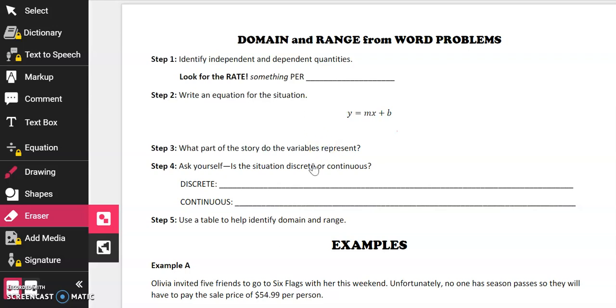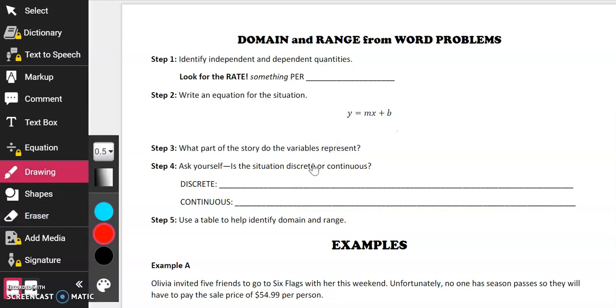Hey guys, let's talk about domain and range from word problems. Here's kind of the process. If you can find your independent and dependent quantities, then score, you're in a good place. That'll make things a lot easier.